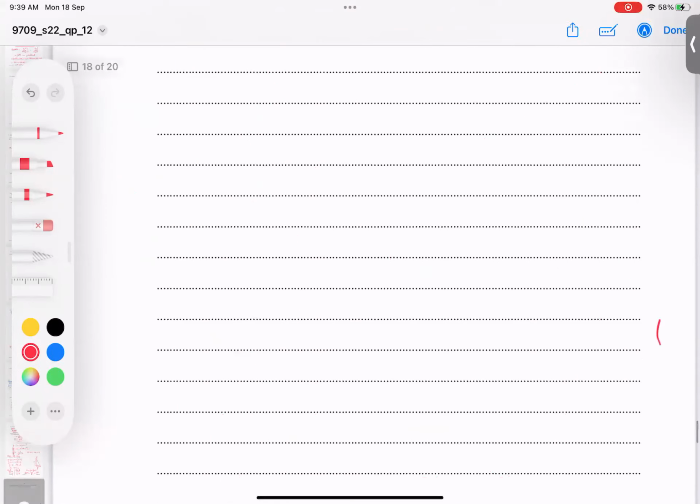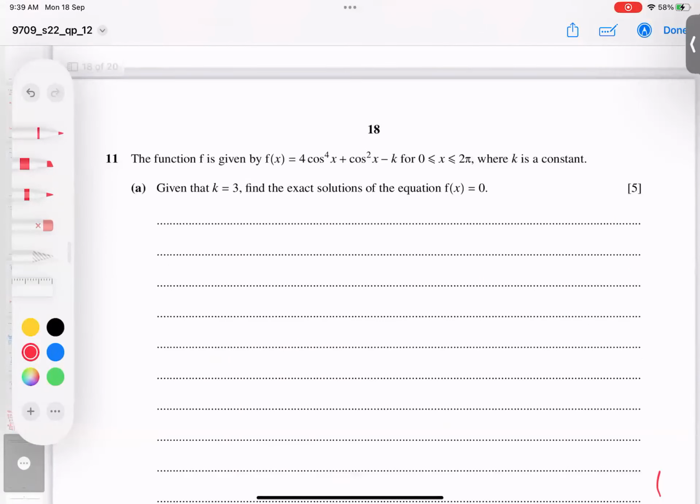So Alhamdulillah Rabbil Alameen. Now question number 11. He's saying that this function we have given here has k value of 3. If I replace 3 here, what happens, students? Let's see: 4 cos 4x plus cos square x minus 3. So students, what you can do here is, for exact solutions when f(x) is equal to 0, I will plug in 0 here.